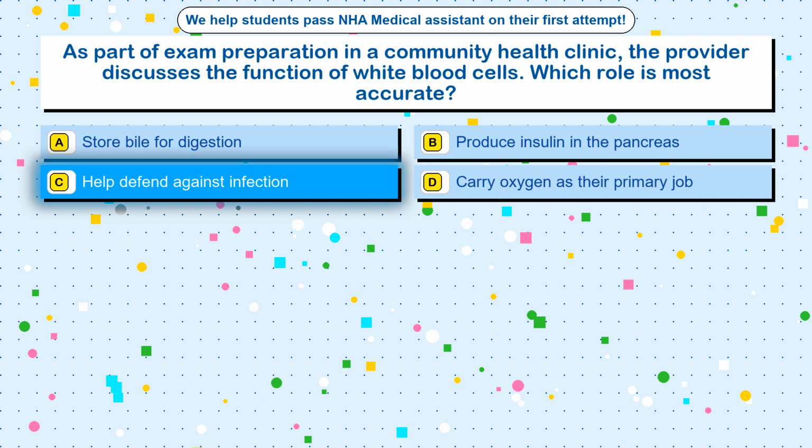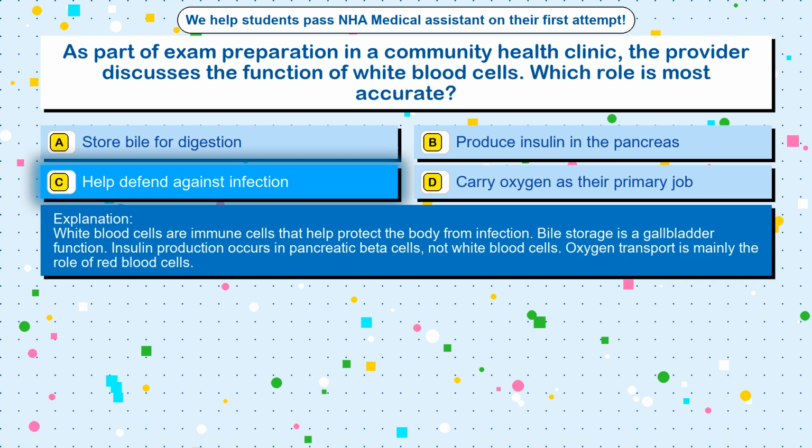The correct answer is option C, help defend against infection. White blood cells are immune cells that help protect the body from infection. Bile storage is a gallbladder function. Insulin production occurs in pancreatic beta cells, not white blood cells. Oxygen transport is mainly the role of red blood cells.